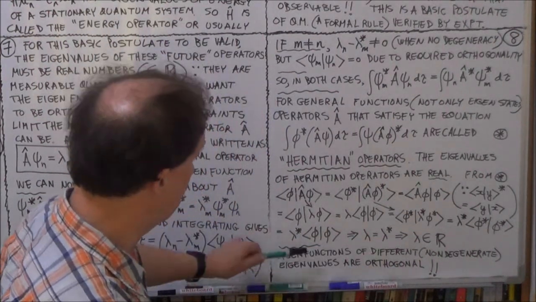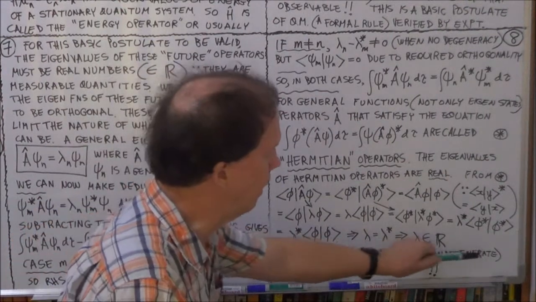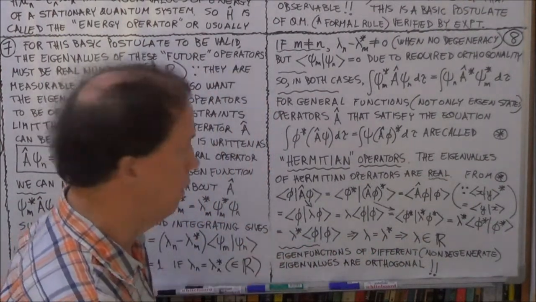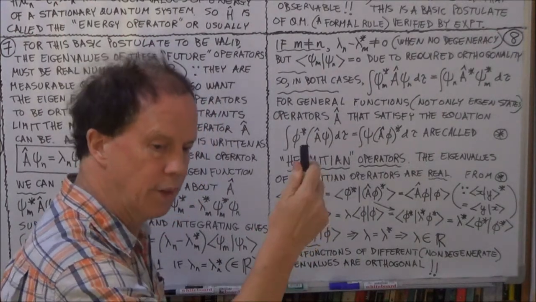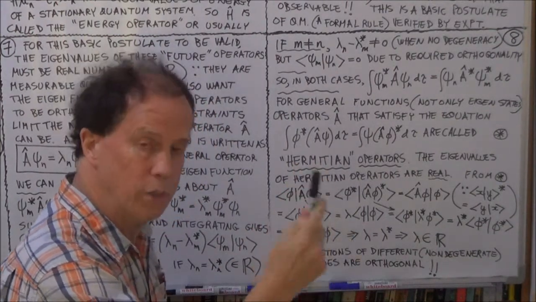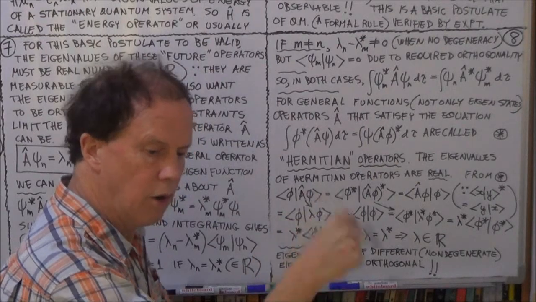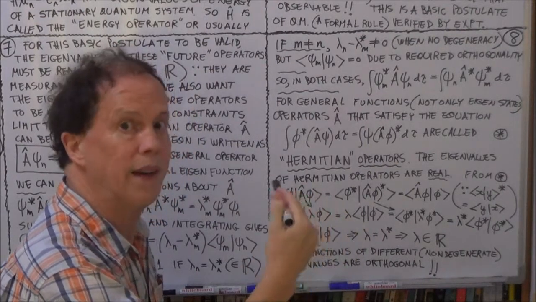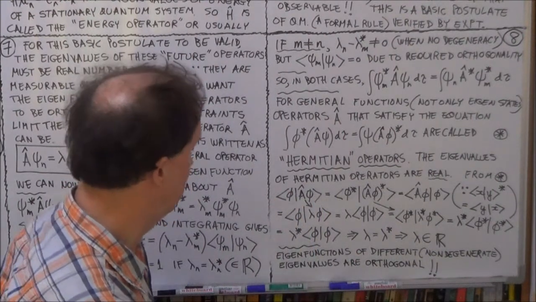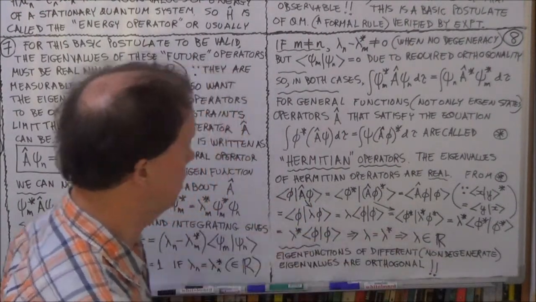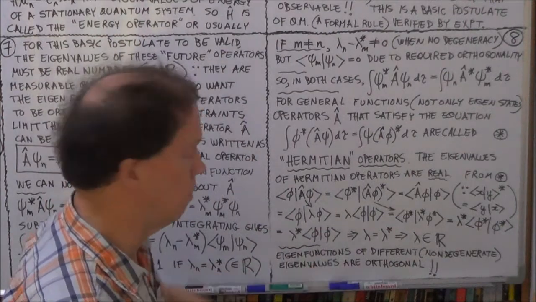Now, I've run out of board, but the second part of that proof, not this proof, is that if your operator is Hermitian, then not only are the eigenvalues real, but the eigenfunctions are orthogonal. We'll do that next session, because no more board.